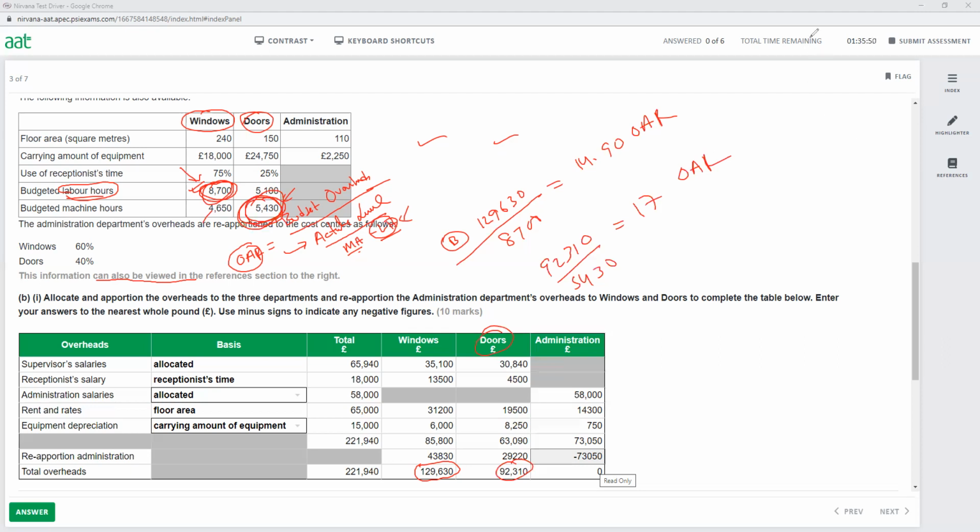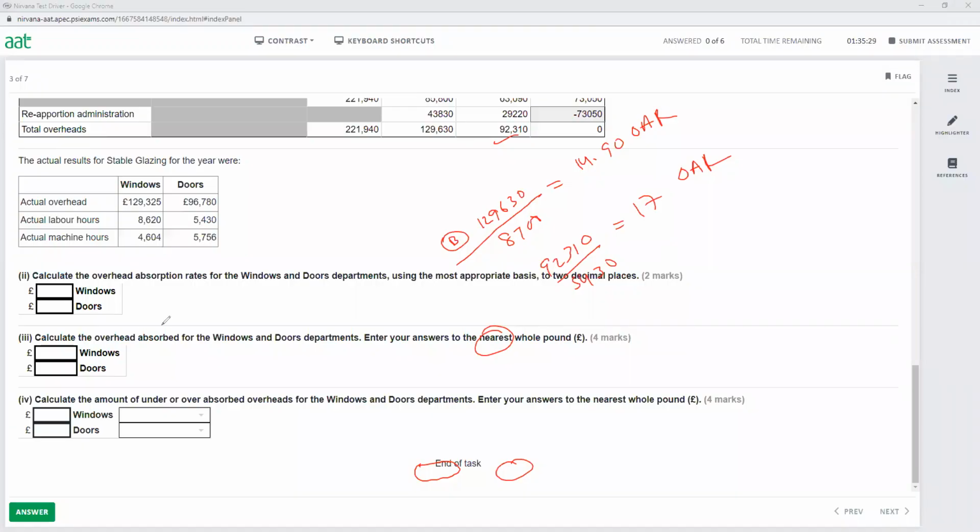All right, so let's write it down on the answer box. The first one we have 14.90 OAR, overhead absorption rate. The next one is 17 for the door. The next one, it says calculate the overhead absorption for the window and door department. Enter your answer nearest whole pound.